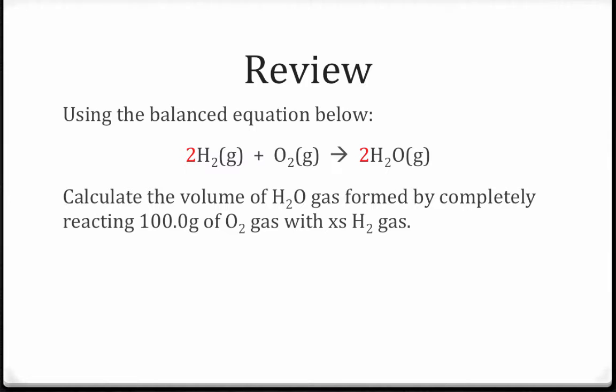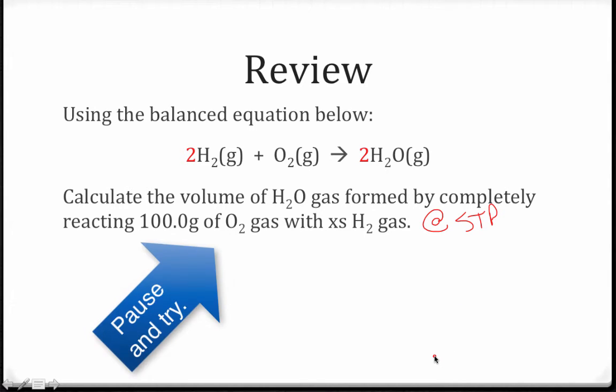To start this process, we're going to do a quick review of some of the math and calculations we've done with stoichiometry and gases earlier in the year. In this situation, we're going to calculate the volume of water formed as a gas by completely reacting 100 grams of oxygen gas with an excess amount of hydrogen gas. What I left out of this problem, a little carelessly, was the fact that this reaction is happening at standard temperature and pressure. If you want the opportunity to practice, take a minute, pause the video, and try this problem on your own. If you'd rather just see the answer put together, I'll be going through that in 2 seconds.